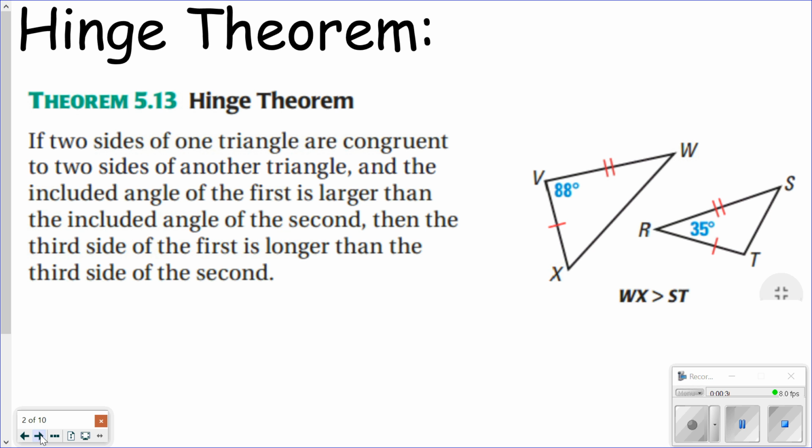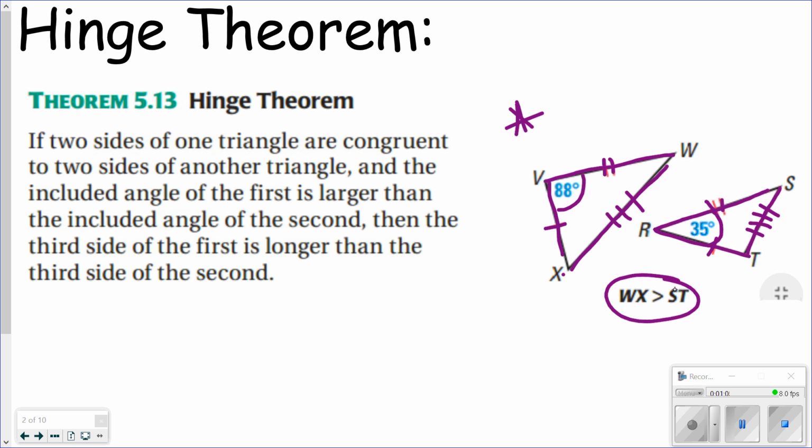So what does that mean? Well, we look at this example here. We see that VW is congruent to RS, and I see that because of these tick marks. I also see that VX is congruent to RT, and I see this because of this tick mark. I also see that angle R is greater than this angle R, meaning that this segment XW is going to be larger than this segment ST, which is written here. That is the hinge theorem.